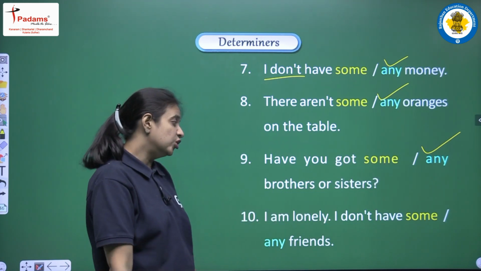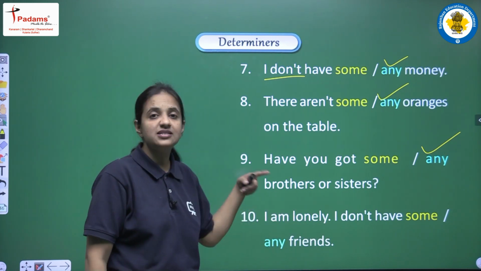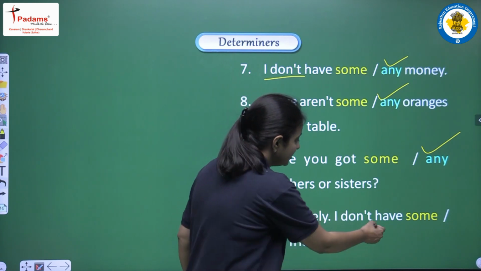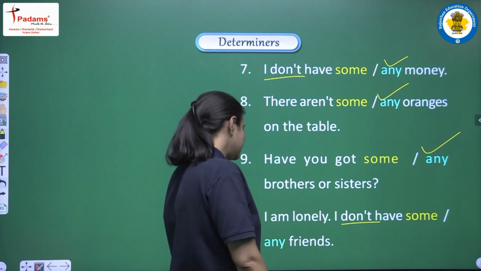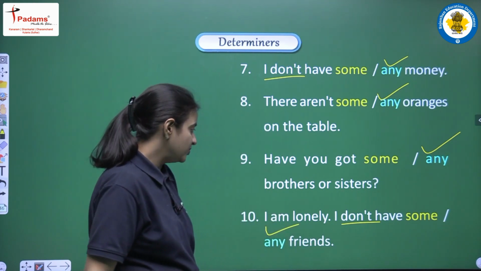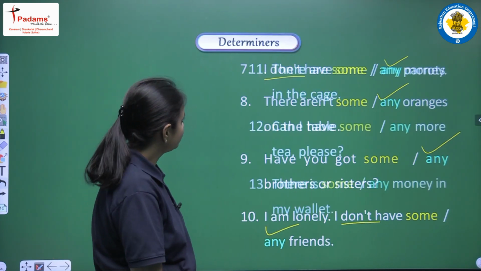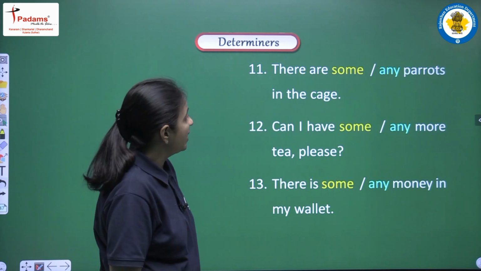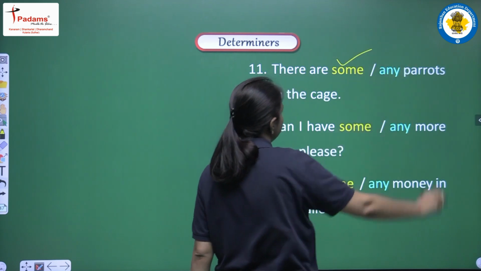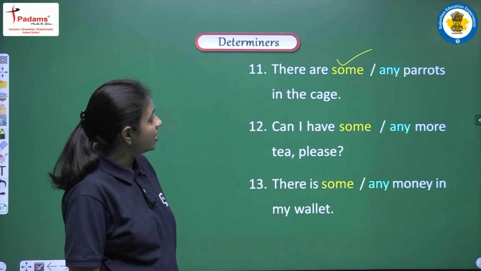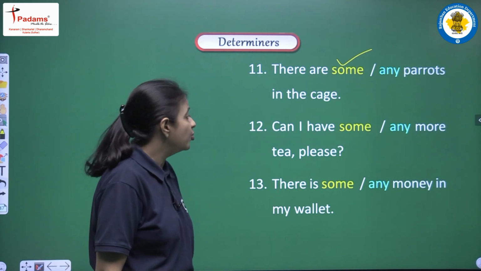Next is I am lonely, I don't have friends. The first sentence is I am lonely, and in the second sentence we have do plus not, a negative sentence, so we will choose any, and the sentence will be I am lonely, I don't have any friends. Next is there are parrots in the cage. It's a very simple positive structure, so we will choose some, and the sentence will be there are some parrots in the cage. Next is can I have more tea please.